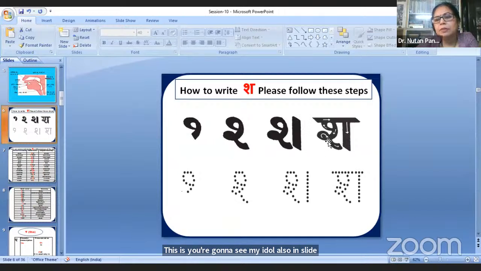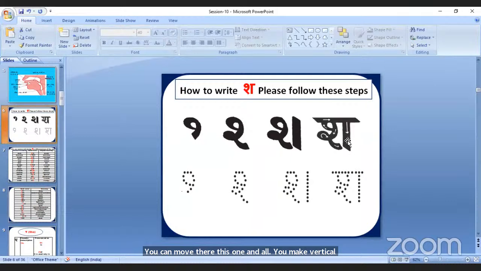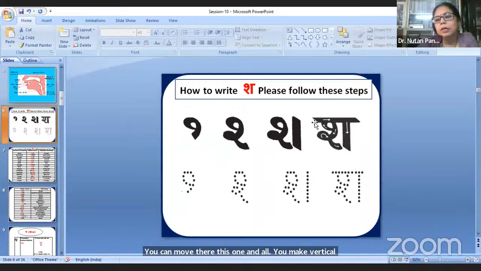There are arrow markers. You can see the direction to make this sh. First, you move there, this one, and now you make a vertical line. Start from over to below, and then you make a shirorekha, headline.